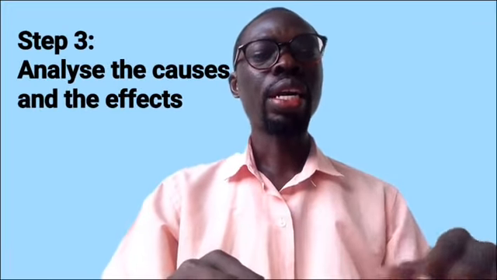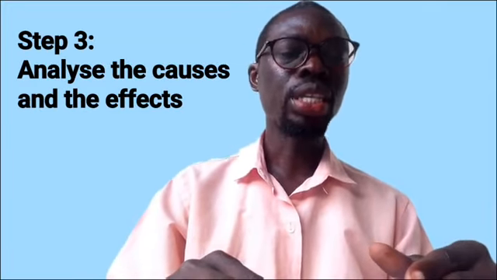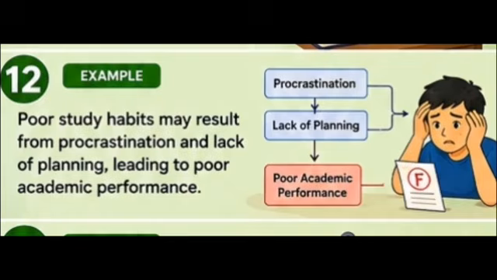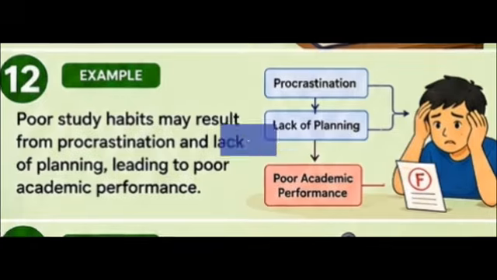Having identified the problem, the next thing is to analyze the causes and the effects. Here, you need to identify the main reasons for the problem and the consequences it creates. You can do this by asking yourself, why does the problem happen? And what happens because of it? For example, on the topic of poor study habits, you may conclude that poor study habits may result from procrastination and lack of planning, leading to poor academic performance among students.